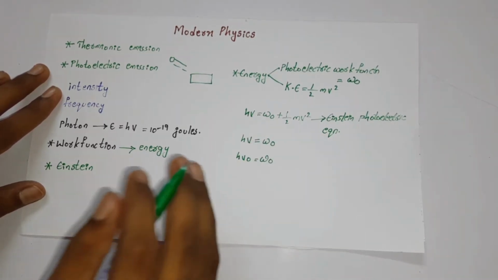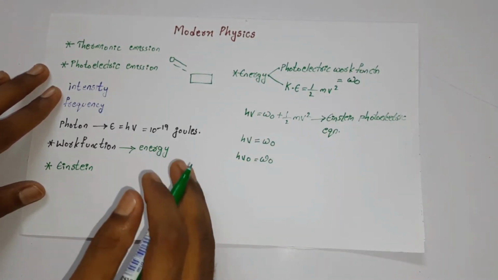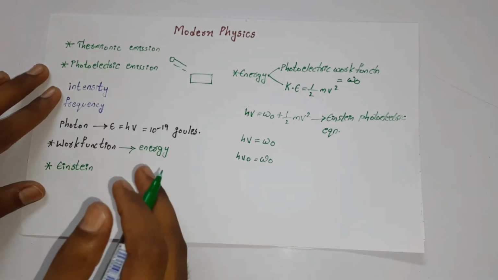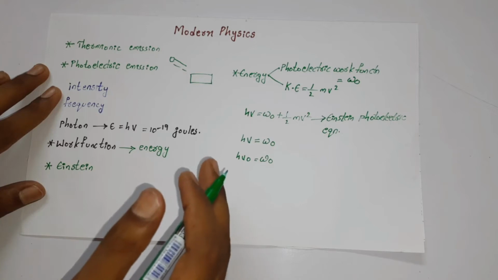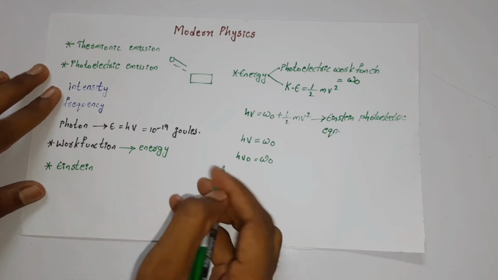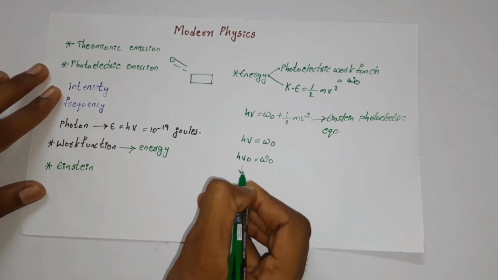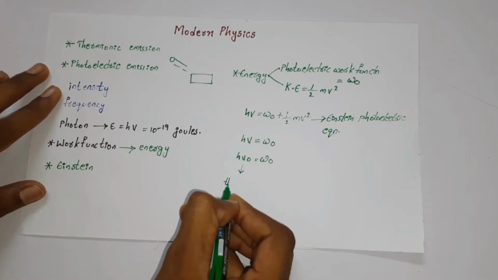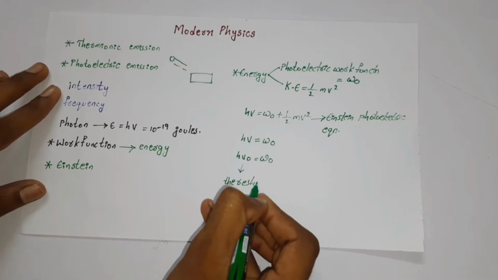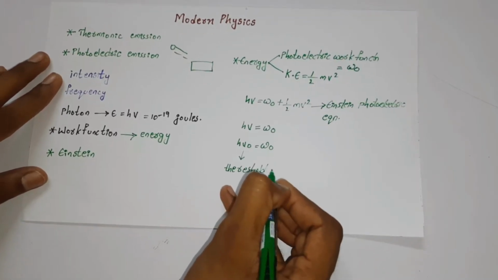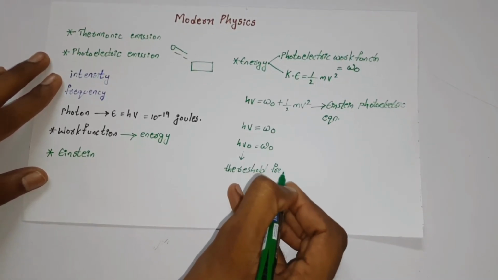That means the energy of the photon can liberate only the electrons from the metal, so there will be no kinetic energy. So at that time, hv naught will become equal to w naught, where this v naught is the threshold frequency. So this frequency is called the threshold frequency.